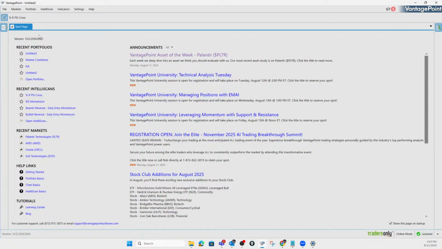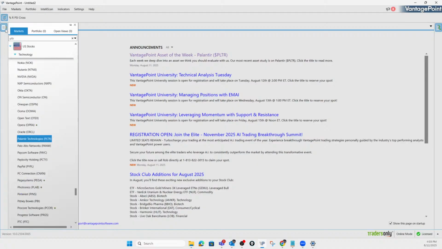As we dive into our software today and our education, just know that I'm not a licensed advisor, so we are going to be going through things in the markets. Of course, trading's risky, but always looking for better ways to give you an advantage in the markets. And VantagePoint is a predictive software that can help you anticipate trends. And one way to do that is to set up what we would call that top-down approach.